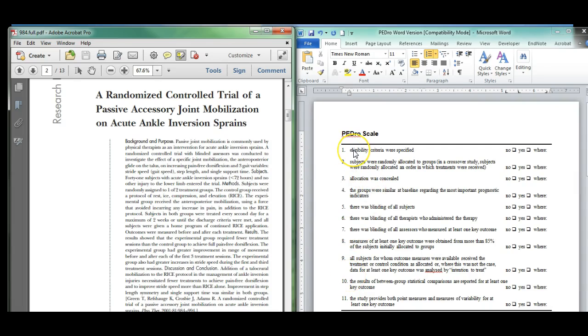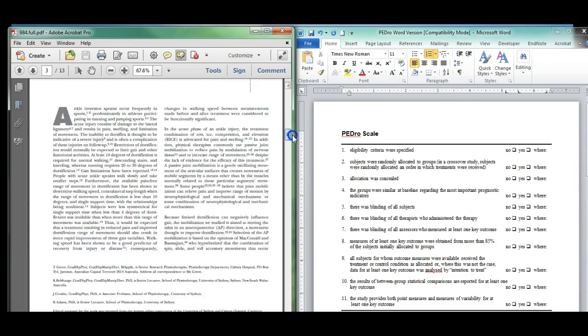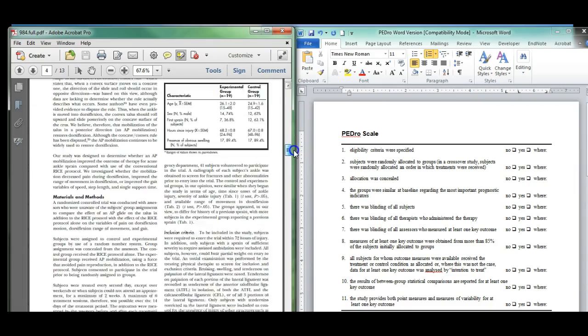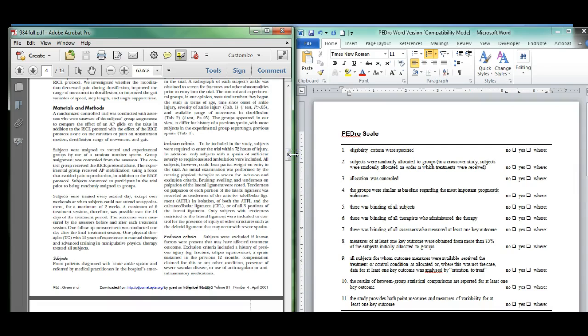So the first criteria is that eligibility criteria was specified within the research article. To meet that criteria, it means that the authors had a list of criteria and they list that criteria somewhere within the study. Usually you'll find that in the methods, in the inclusion exclusion criteria. So I'm just going to scroll down to the methods section.